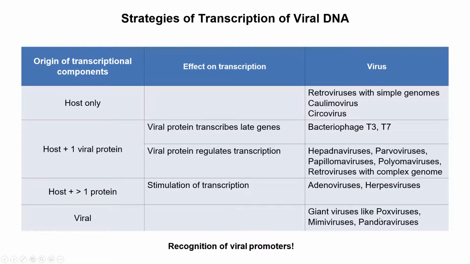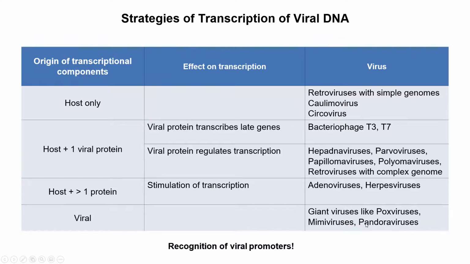So what are the different strategies? You can see that for the retroviruses and the simple genome viruses like caulimovirus or circovirus, their transcriptional program depends upon the host. On the other hand, for these cases, you need the host transcription factors or at least one viral protein to control their transcription. Say bacteriophages, the late genes, and also for hepadnaviridae, parvo, papilloma, polyoma, retroviruses with complex genome, you need at least one. And you can see that for the fairly large viruses, adenoviruses, herpesviruses, more than one protein is needed for the transcription.